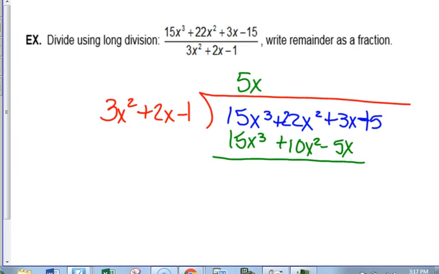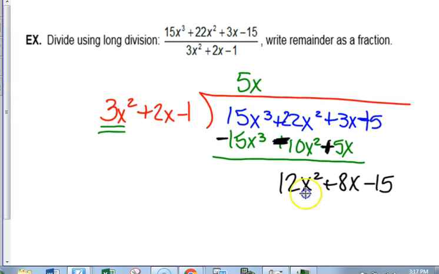Okay. Then some of you forget to subtract. Remember, you are subtracting each of these. So now we have what? 12x squared plus 8x, and that was supposed to say minus 15, I think. Okay, now what? 3x squared into 12x squared goes exactly 4 times. 4 times 3x squared is 12x squared plus 8x minus 4.